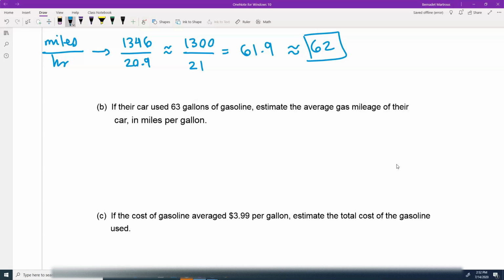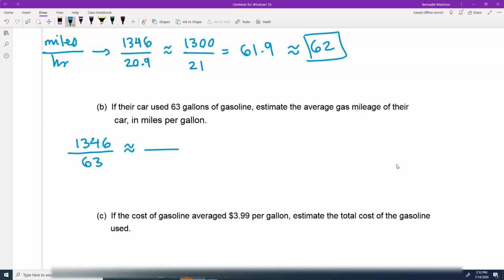Part B: if the car used 63 gallons of gasoline, estimate the average gas mileage of the car in miles per gallon. So what we have is 1,346 miles. And here we have 63 gallons of gasoline. Again, I'm doing the same thing as that one, rounding each one separately first.